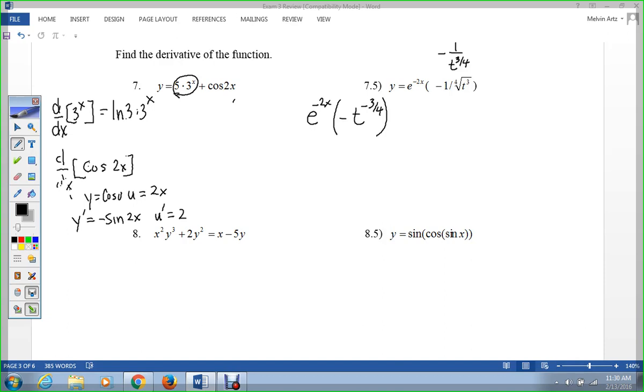So now let's apply the product rule. We would have the first, so this is going to be our y prime, first times the derivative of the second plus the second times the derivative of the first.